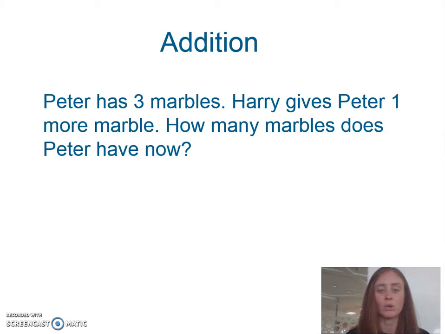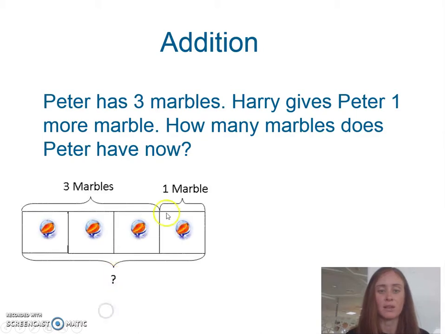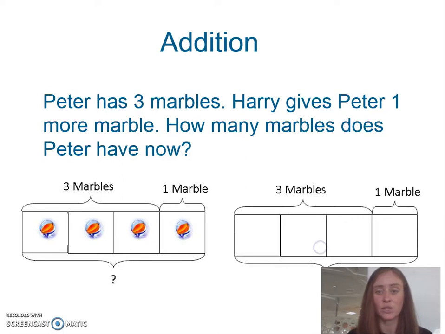My bar model will look something like this. So we had 3 marbles to begin with. I've then added an extra marble on the end, and I've drawn my marbles in to help me count. You don't always have to draw the pictures if you don't want to. I know that my question is 3 add 1, giving me the answer 4.